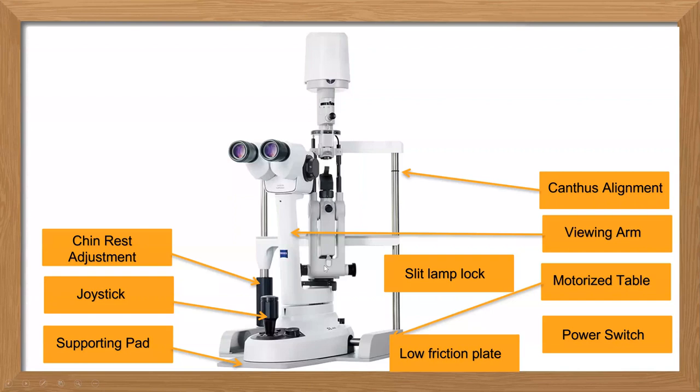So what are the parts making up this mechanical system? In this frame of the patient's head, there will be this headrest, and this is the chin rest. I should have put them here as well. So this is the lateral canthus alignment. The patient should align his head here. And this is the viewing arm, which is mounted to the compound microscope. There should be here a slit lamp block and the motorized table and low friction plate on which the slit lamp moves, the power switch and the chin rest adjustment, the joystick and the supporting pad.